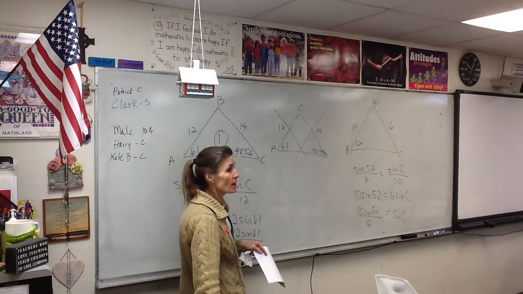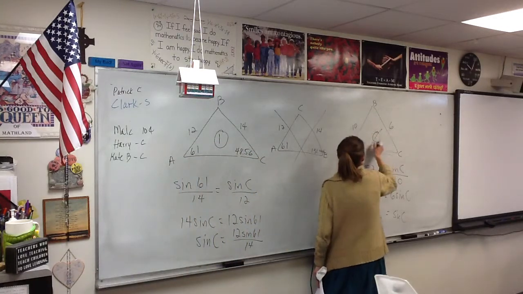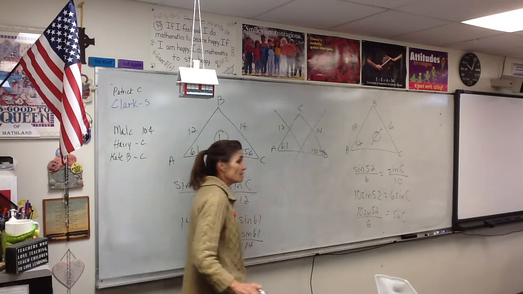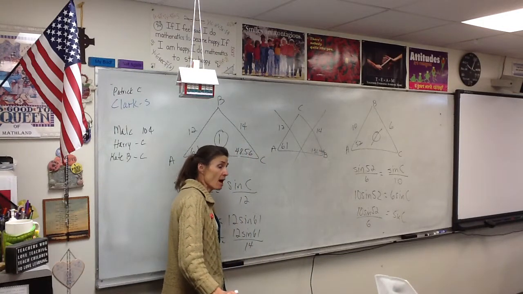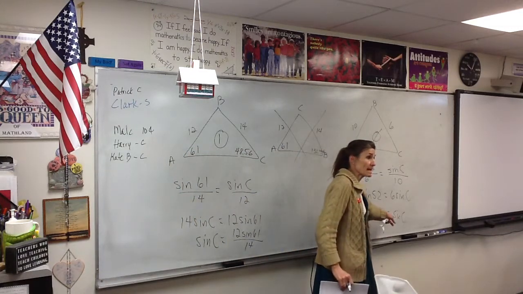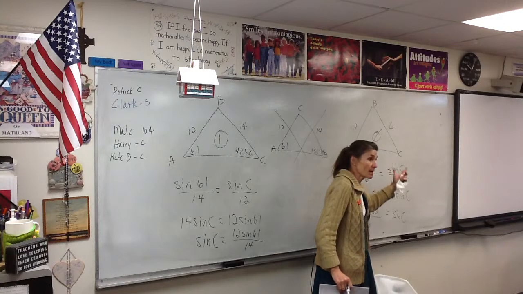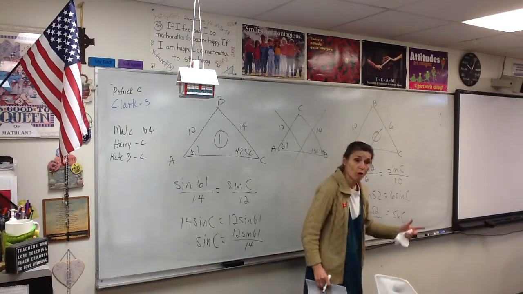How many triangles are possible here? None. There are no triangles possible because when you try to second sine, you got an error, right? That tells you there's no triangle, so you're done. You move on.